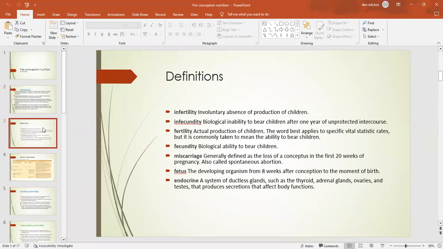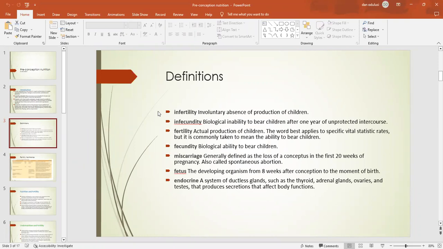For us to understand the whole discussion around preconception nutrition, we should be able to appreciate the definitions of some key terms as used in regard to reproduction. We have several of them: infertility, infecundity, fertility, fecundity, miscarriage, a fetus itself, and also the endocrine system.